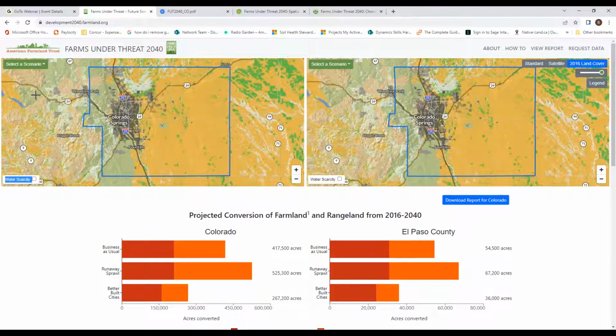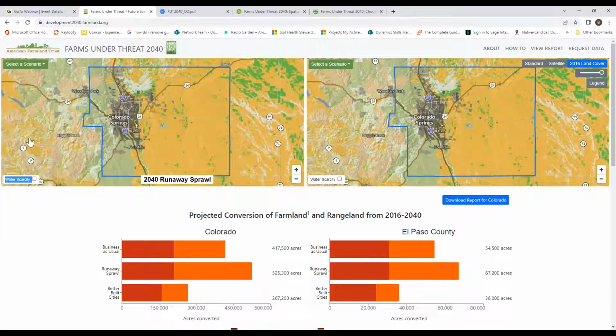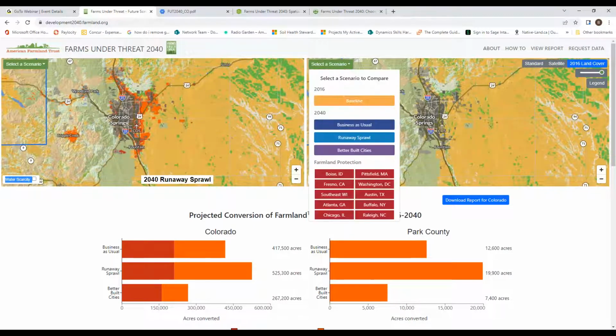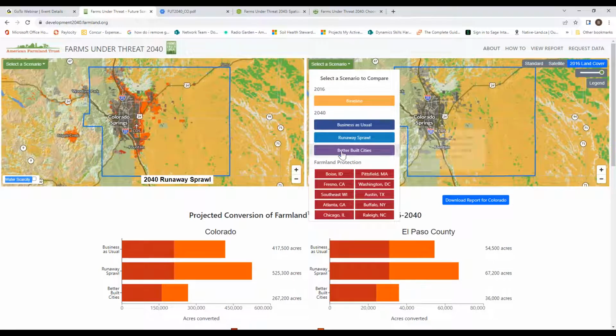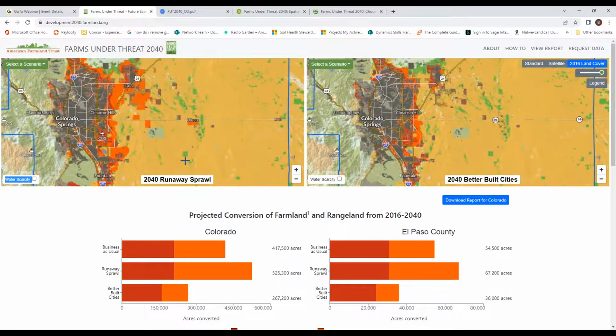And to get us started, can you show the drop-down menu for the 3 modeled scenarios on the left hand of the map? Please select runaway sprawl as our modeled scenario on the left and show better built cities as our scenario in the right. Before we dive in, I'd like to show some of the functionality of the maps and how you can change views. Can you show the audience, Beth, the legend up in the right-hand corner?